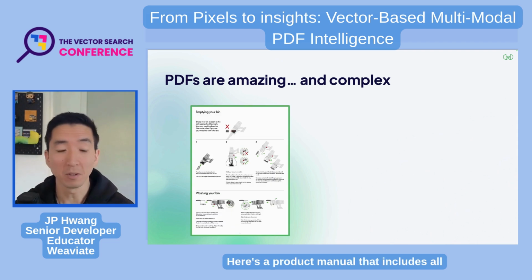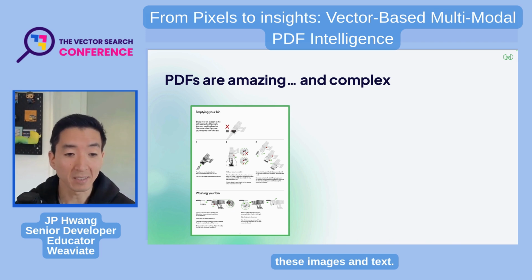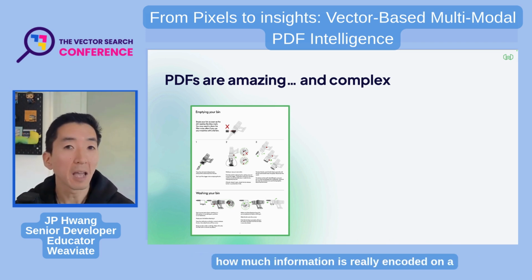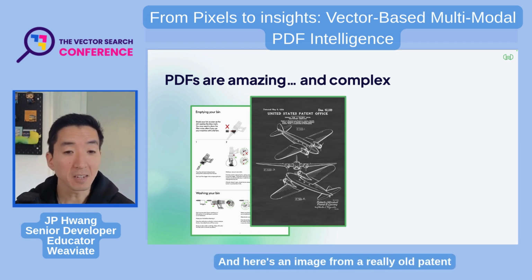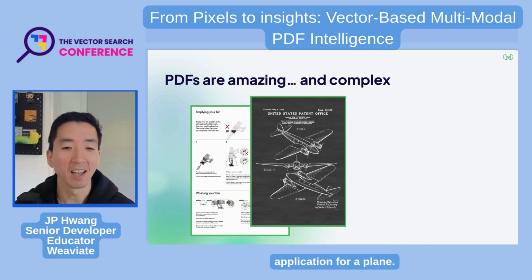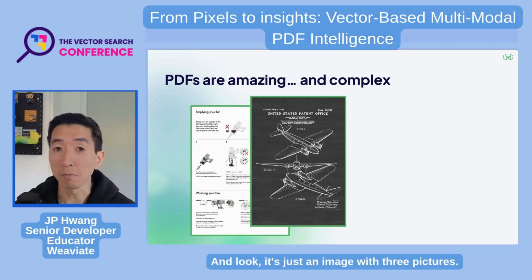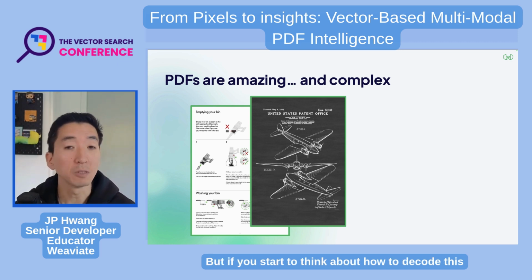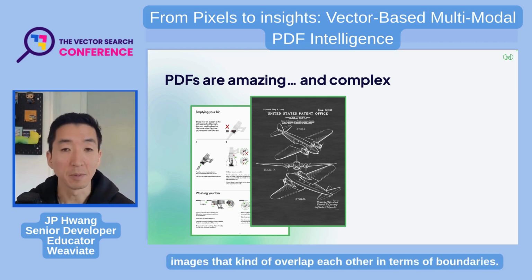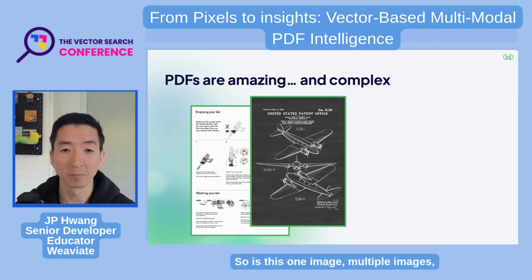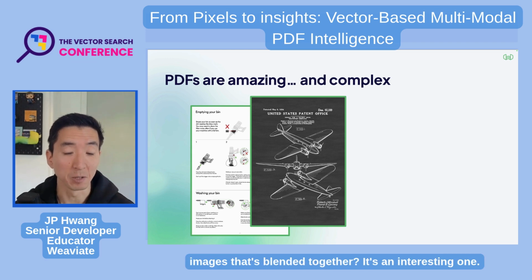Here's a product manual that includes all these images and text. And actually, you'll be surprised when you dig into it how much information is really encoded on a dead image like this. And here's an image from a really old patent application for a plane. And look, it's just an image with 3 pictures. But if you start to think about how to decode this into a format that computers can understand, well, you'll see that perhaps the decisions aren't so obvious, right? There's a mixture of figures, multiple figures, images that kind of overlap each other in terms of boundaries. So is this one image, multiple images, or is it a collection of text and images that's blended together?